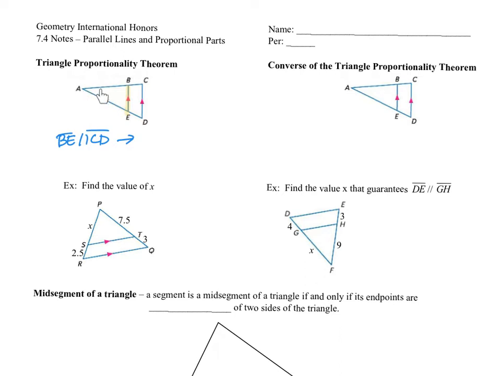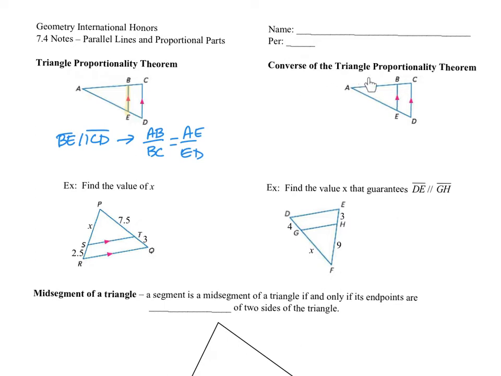So in other words, the ratio of AB to BC is going to be equal to the ratio of AE to ED. So let's go ahead and write that proportion, that the measure AB to BC is equal to the ratio of AE to ED. All right, so again, if we have a segment that touches two sides of a triangle and it's parallel to the third side, then that parallel segment cuts the other two sides of the triangle into segments that are proportional. So AB to BC is equal to AE to ED.